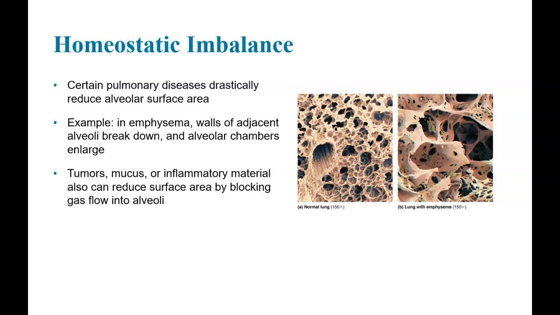There are certain pulmonary diseases that drastically reduce alveolar surface area. When it reduces the surface area, that makes it less efficient in the diffusion of gases. This occurs in diseases like emphysema. Emphysema is where you have damaged alveolar sacs. Here the walls of the adjacent alveoli break down and the alveolar chambers enlarge, so there's less surface area for gases to diffuse. Other ways that the alveolar sacs get damaged could be due to tumors, mucus, or inflammatory material that can reduce the surface area by blocking the gas flow into the alveoli.